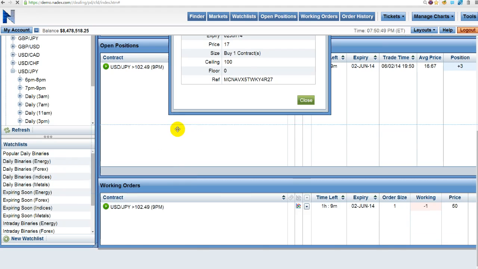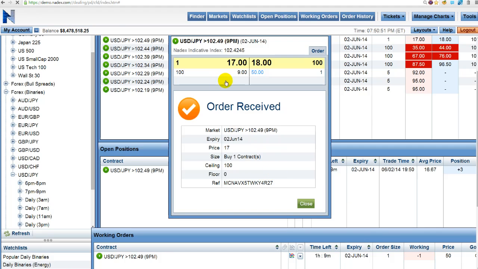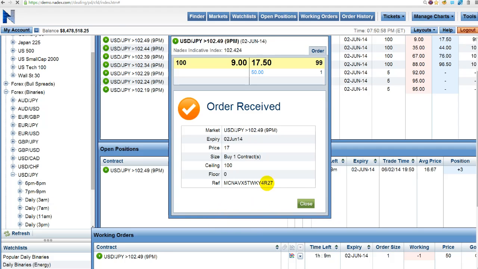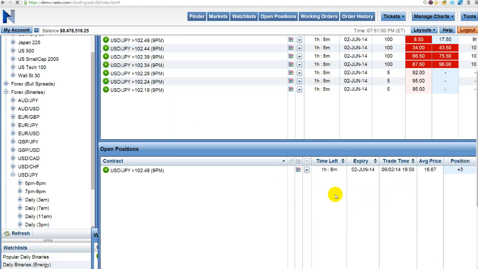So we got orders. What do we got working down here? All right. So we got filled. Got in, got filled at whatever price. Order sent for 17, bought at $17. Okay?